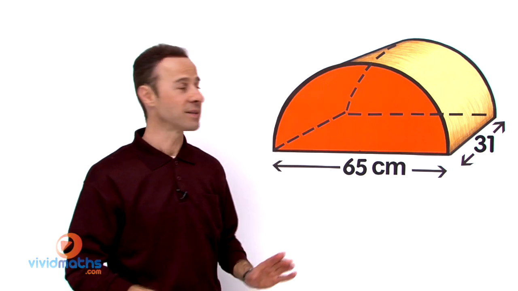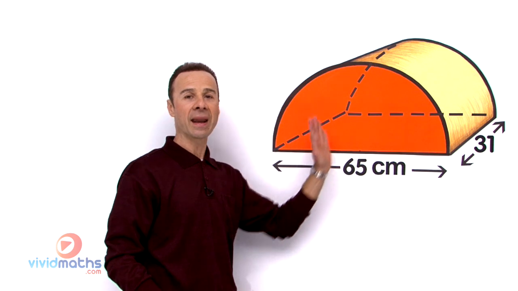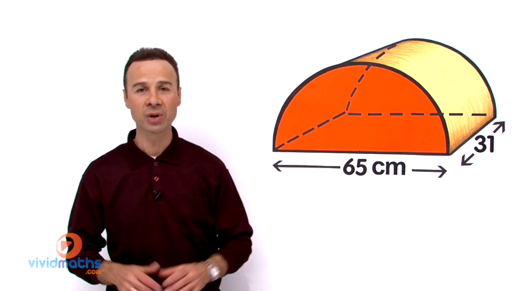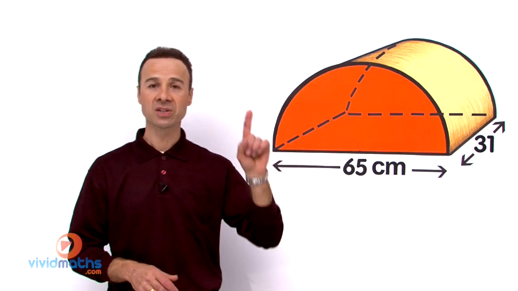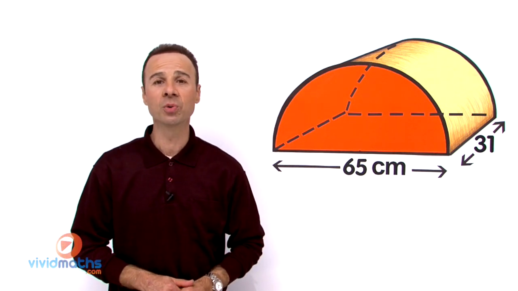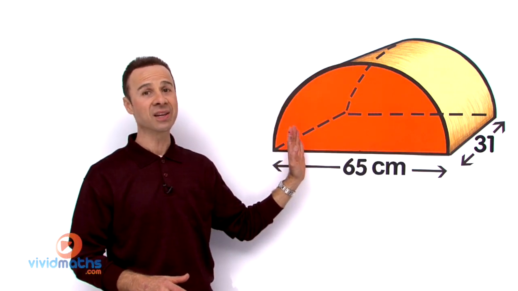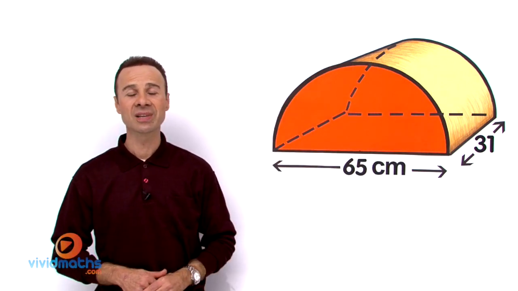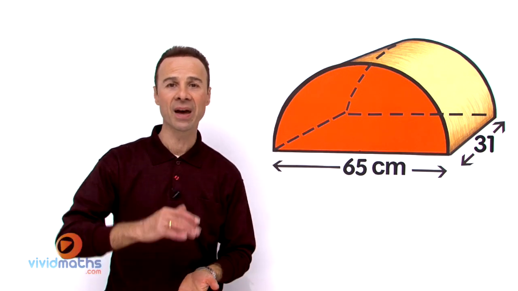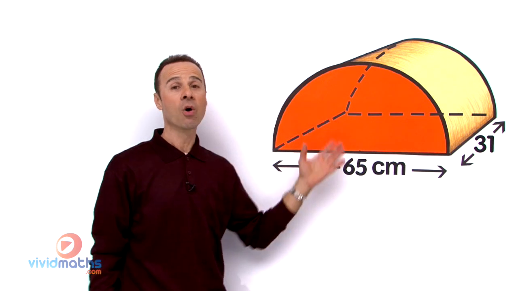Step number one, we're going to take the diameter of this half cylinder right over here and halve it in order to get the radius. We know that half the diameter is the radius. That's step number one. Step number two, we're going to work out the area of this orange face. Now, it is a semicircle, so all we need to do is take the area of a whole circle and halve that.